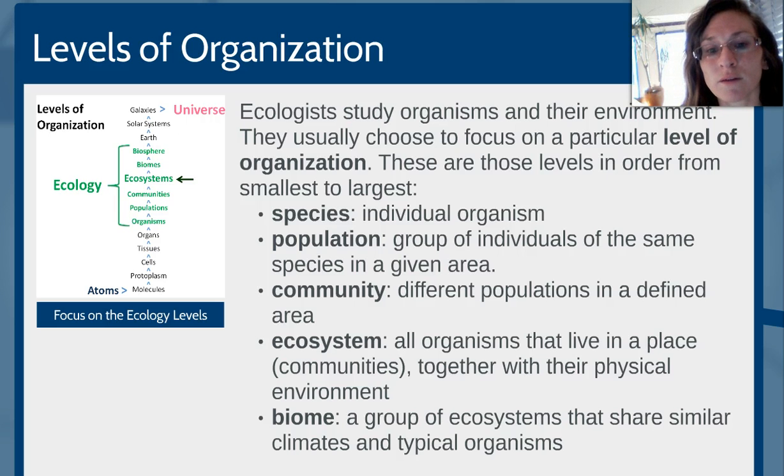So the different levels from smallest to largest include species, which is just an individual organism. Then population is a group of individuals of the same species in a given area. You have communities. This includes several different populations in a defined area. You have an ecosystem, so that is all the organisms that live in a place, normally multiple communities, and together with their physical environment as well.